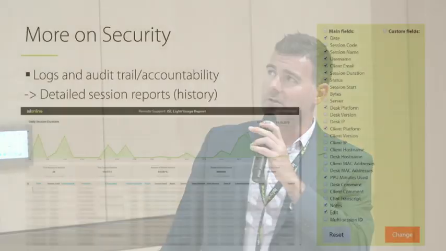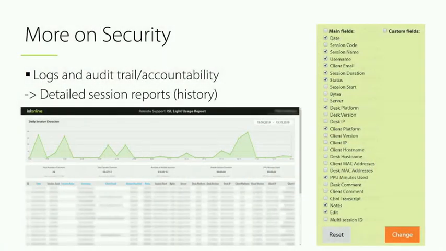One more important thing, logs and audit trail. So all sessions which are established are visible in the reports history. So you can see in a particular time frame how many sessions were established, when they were established, and all this information in this yellow box. For example, date, session code, session name, user who was providing the session, which operating system was used, and then the client side, the MAC address, the IP, and so on.